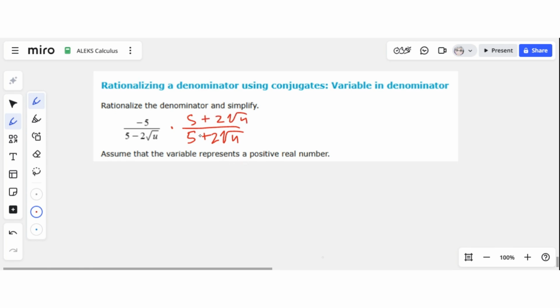Good. So on the top, we're going to get 5 times negative 5 is negative 25. And negative 5 times 2 square root of u is minus 10 square root of u. And on the bottom, we're going to get 25 minus 4u. So I just squared the first term, squared the second term, put a minus sign in between using that difference of squares rule. I don't think there's really anything else we can do to simplify this either. So that looks like it's done as well.